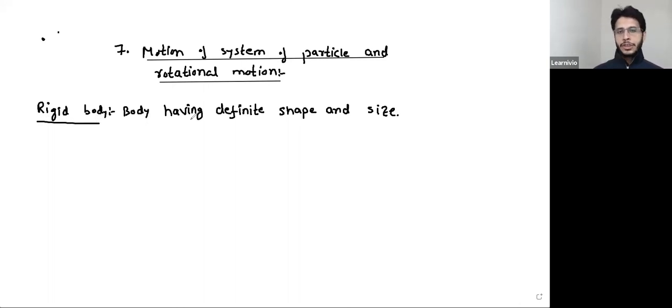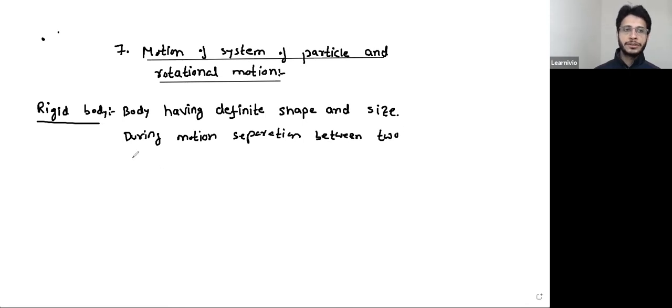There's one more condition for a body to be rigid. During motion of a rigid body, the separation between two points on the rigid body does not change.